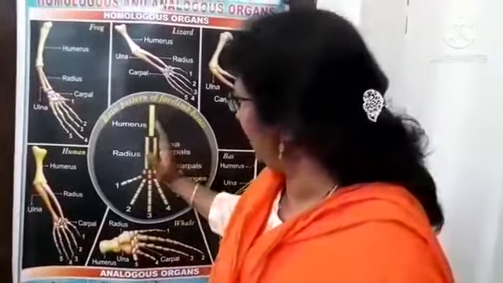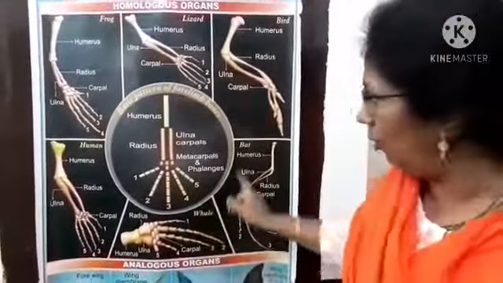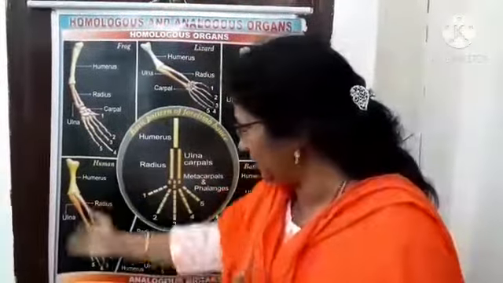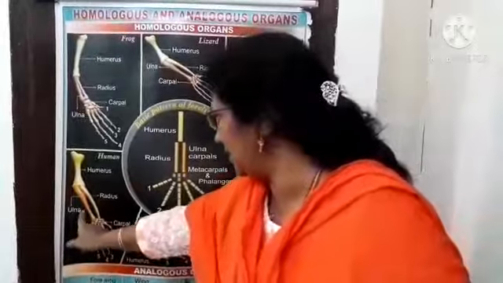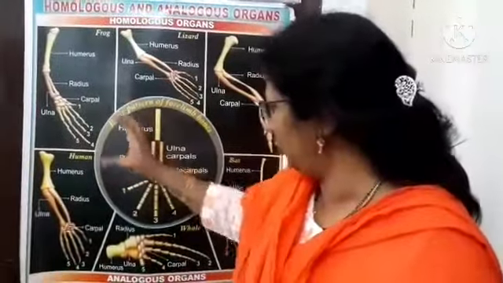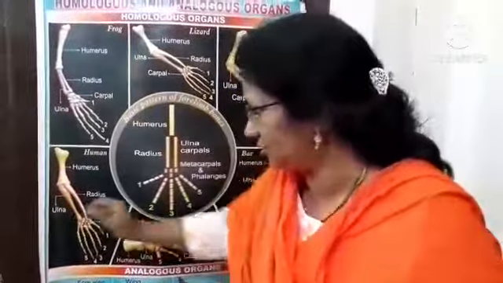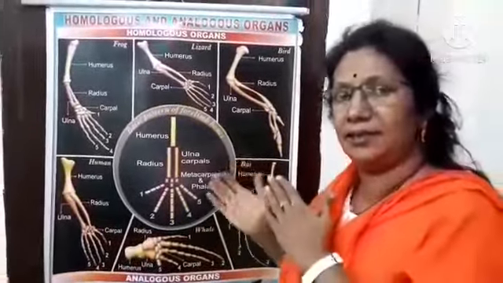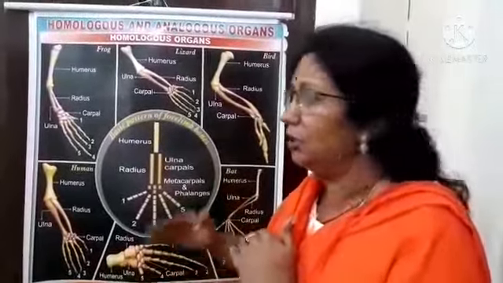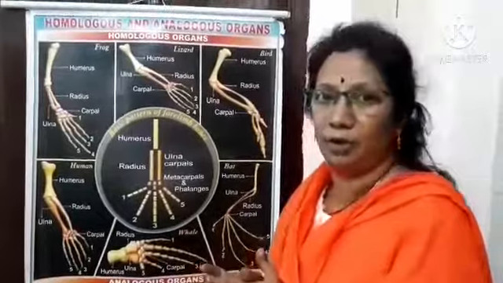If you compare our hand with the frog, lizard, bird and bat, then whale, all these organisms will have a similar structure. This is the human. Just now I have shown, no? So humerus, radius, ulna, carpals and phalanges. If you glance at this particular chart, you can understand that all these structures are similar to this structure. As in the previous topic we discussed, if they have similarity in their structure, they might have developed from a common ancestor. So these are called homologous organs.